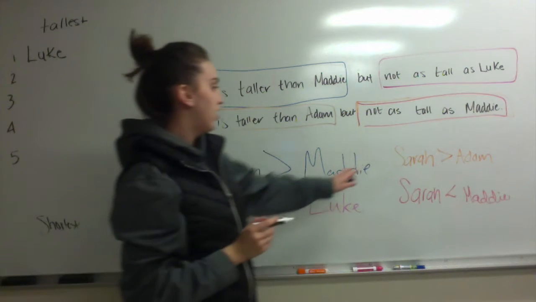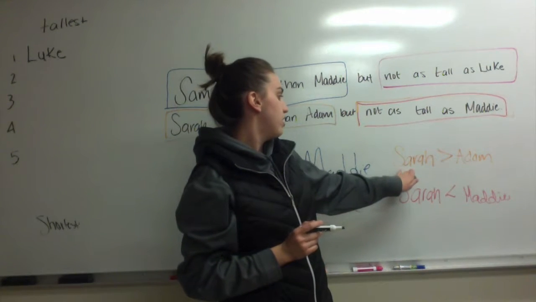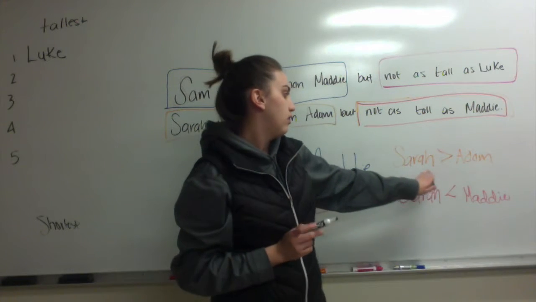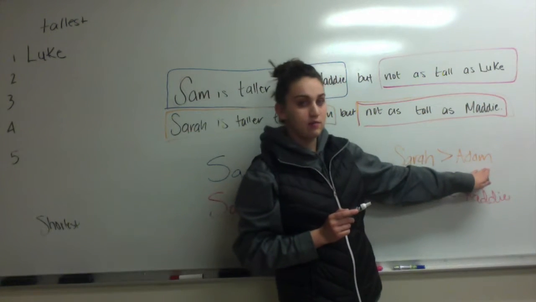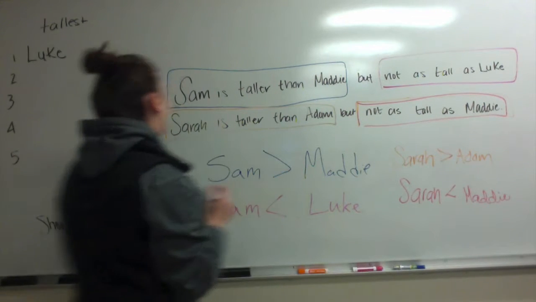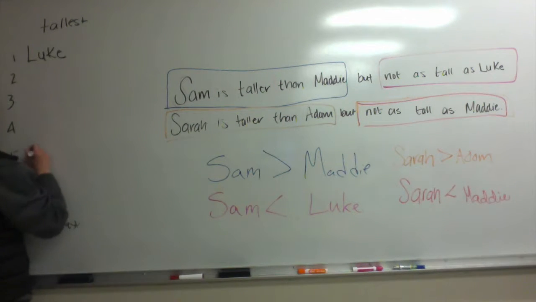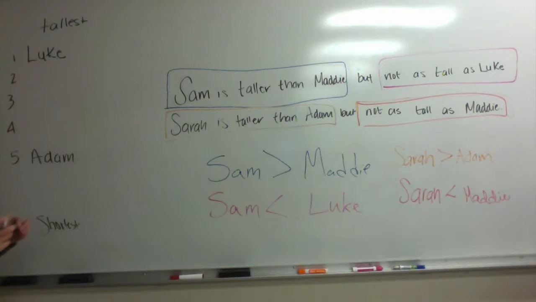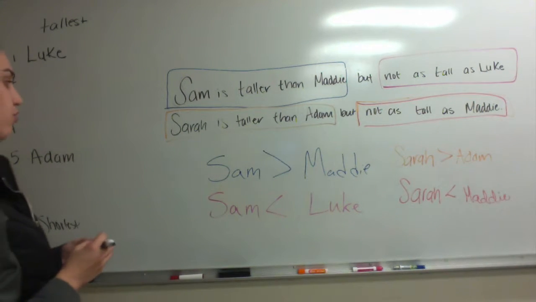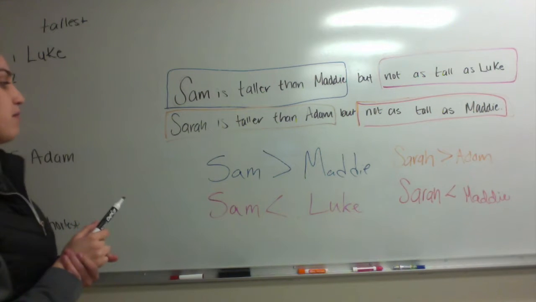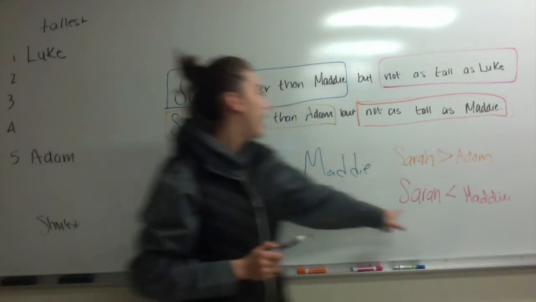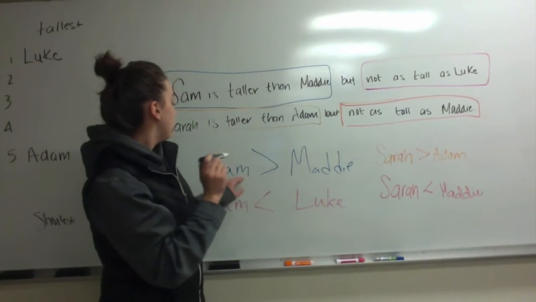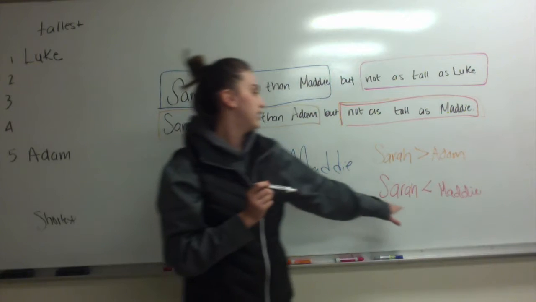Then we're going to go over here. Sarah is taller than Adam, but Sarah is shorter than Maddie. And we don't have anyone that Adam is taller than, so we're going to put him on our bottom. And then we're going to work through our middle three. So we know Sam is taller than Maddie here, and Maddie is taller than Sarah. So what I think with that is those are our three next tallest: Sam, Maddie, Sarah.